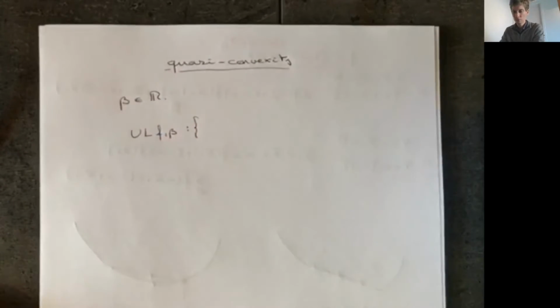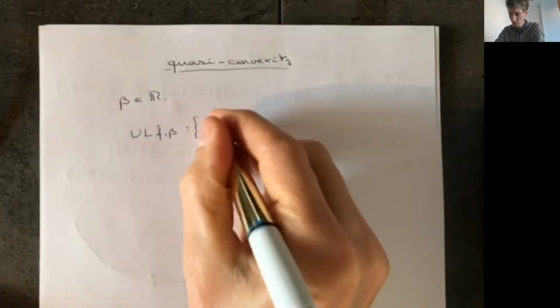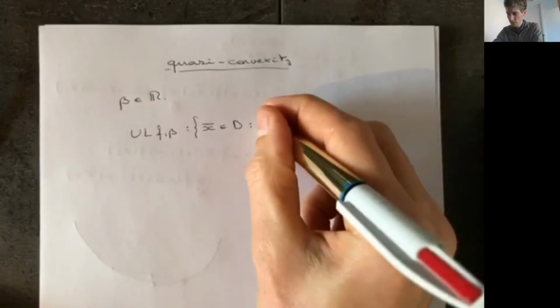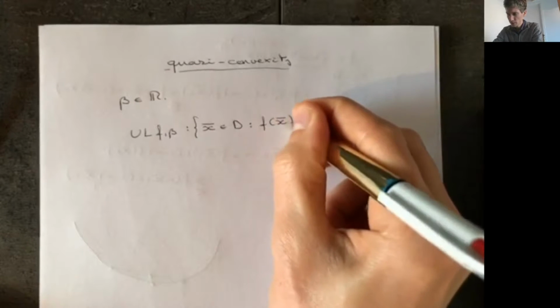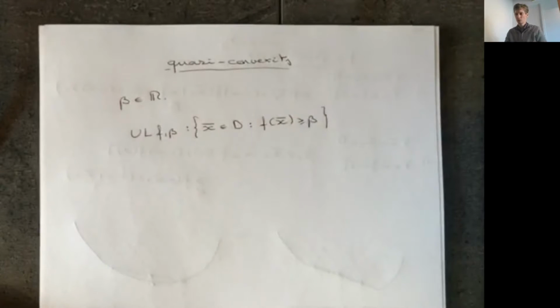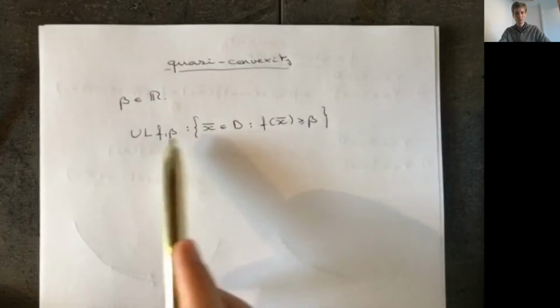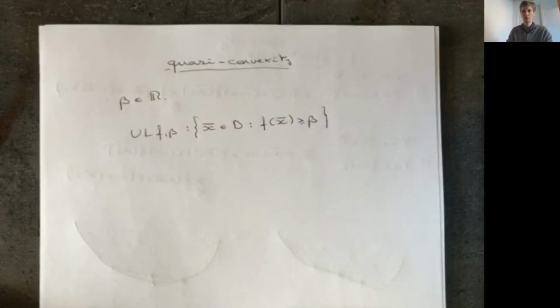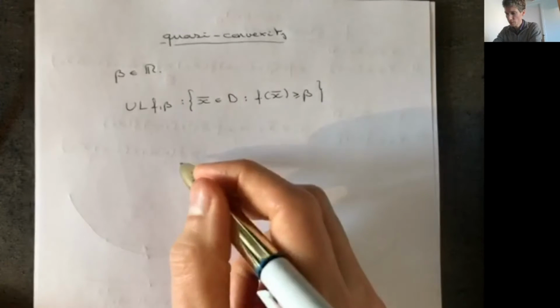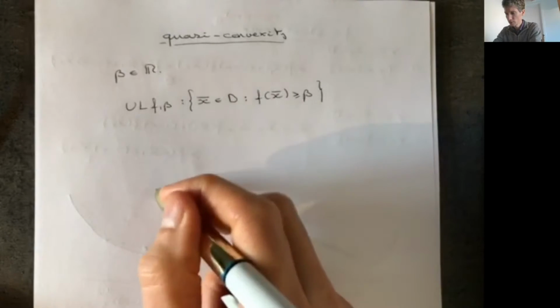So what's this? This is a subset of the domain. It only contains elements in the domain such that f of x is greater or equal to beta. For any beta you have a set like this. We have seen that the epigraph is only one set for a given function, but here we have a set for every possible beta that you can think of.